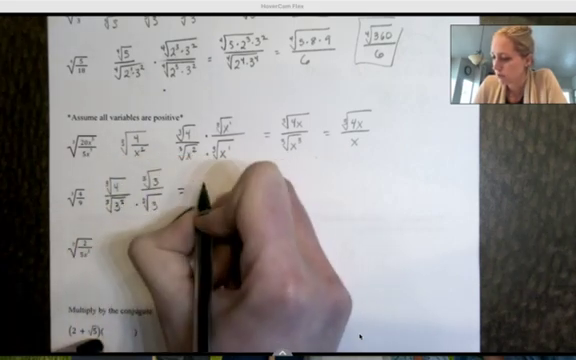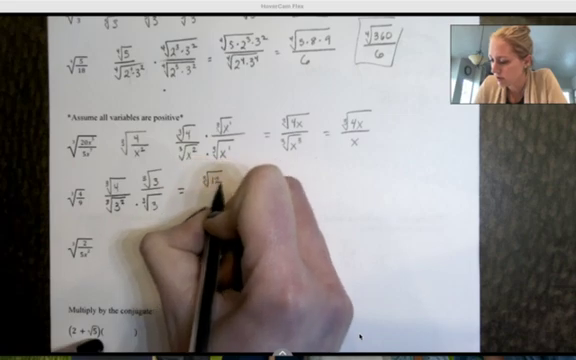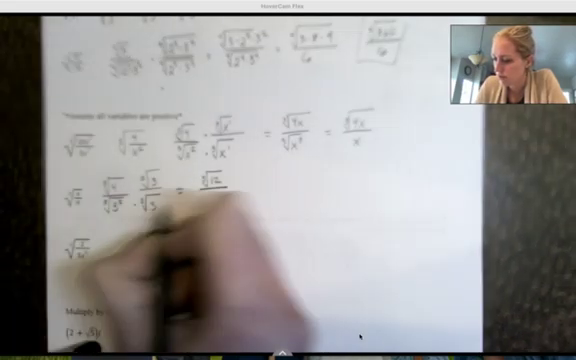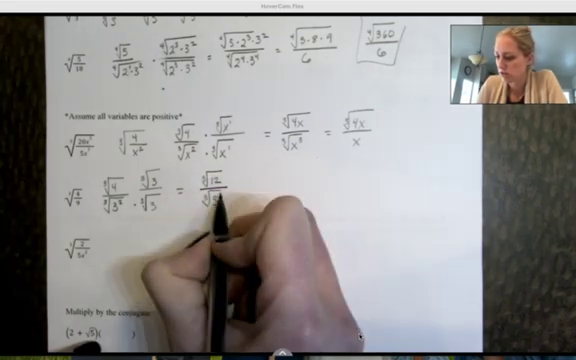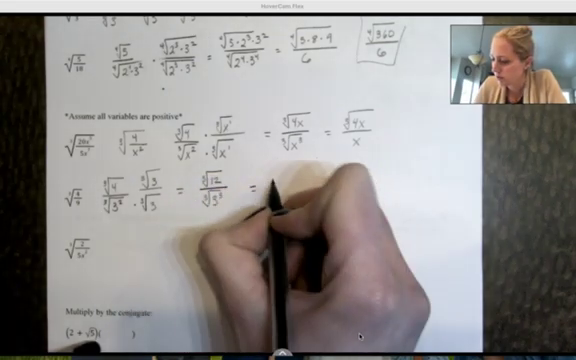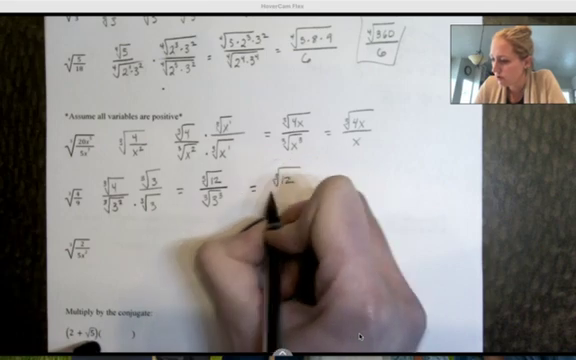Okay, so I get cube root of 12 on the top. And those 3's, right, cube root of 3 to the 3rd, so those will cancel. So we're left with cube root of 12 over 3.